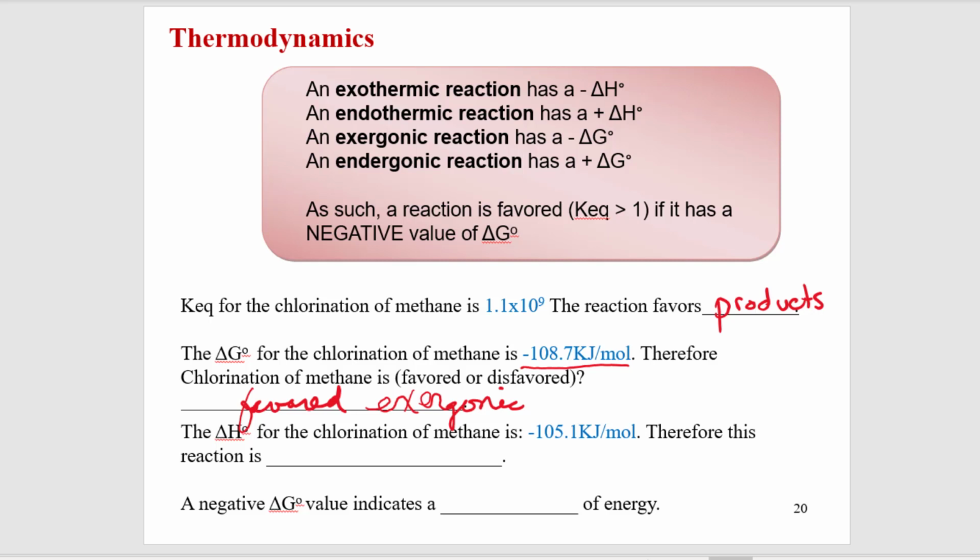The delta H for the chlorination of methane is negative 105.1 kilojoules per mole. Notice that they're not exactly numerically the same, but they're pretty darn close. So for all intents and purposes, they're about the same, right? Therefore, if I know the delta G is negative and I know the delta H is negative, and I can see that numerically that is the case, this reaction is exothermic. And that's because I've given you the numbers. A negative delta G value indicates an exergonic reaction, or a decrease of energy.